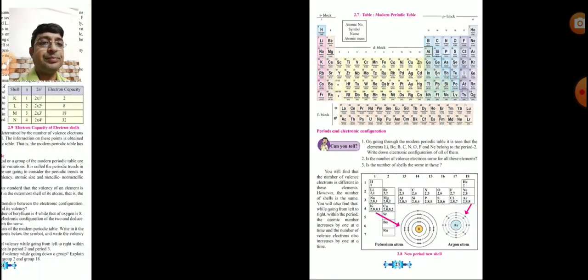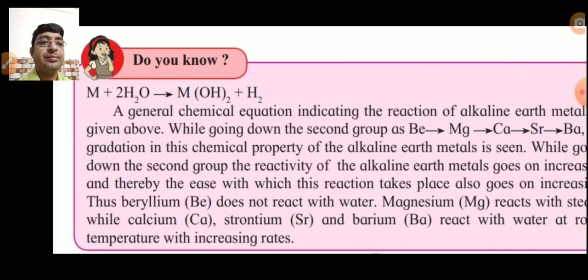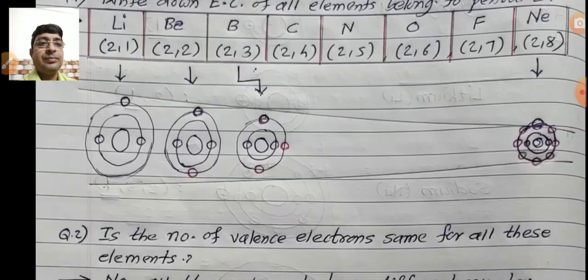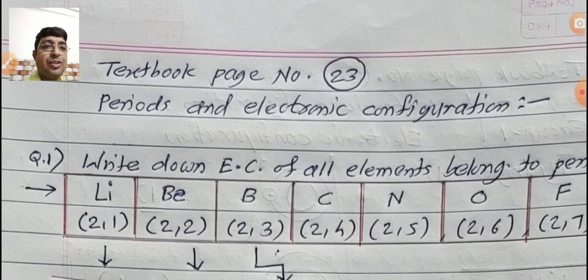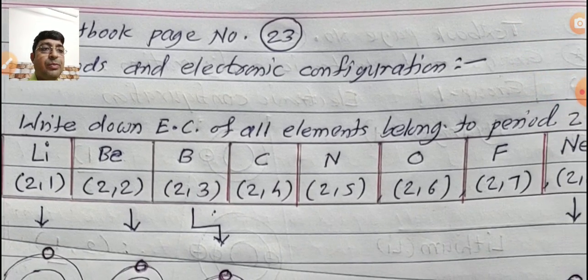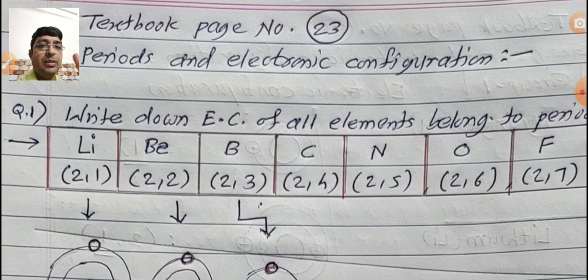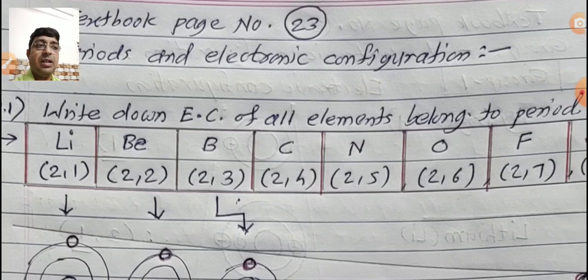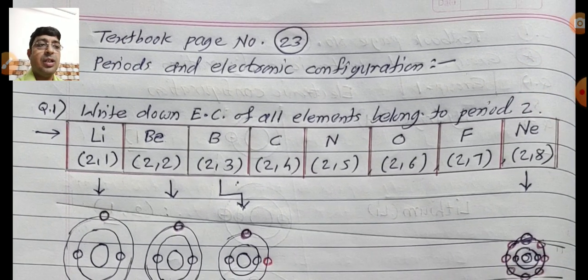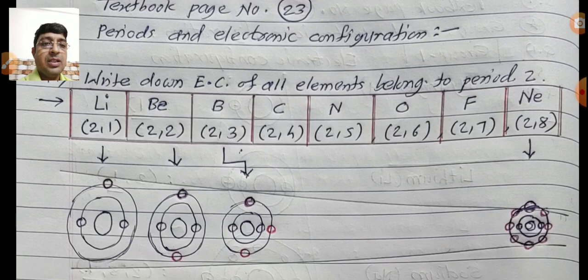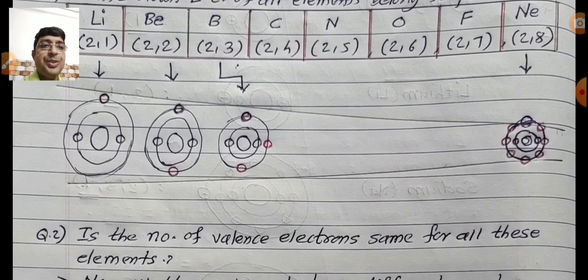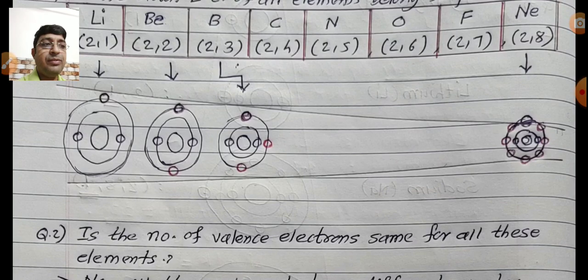Now see that. So this is the answer of the first question. Write down the electronic configuration of all elements belonging to period 2. Lithium atomic number is 3, electronic configuration is 2,1. Beryllium atomic number is 4, electronic configuration is 2,2. And the remaining are given in the picture up to neon. So it is also shown diagrammatically in the picture what happens from left to right.